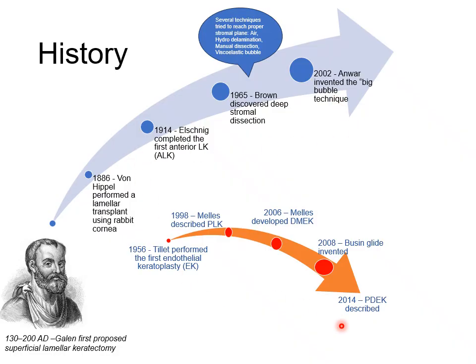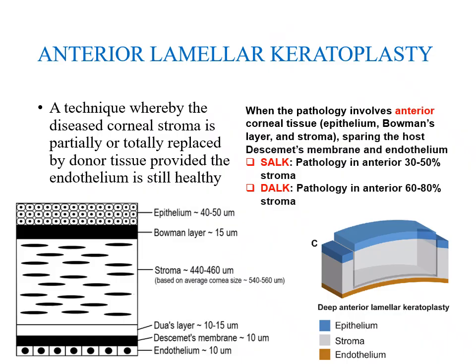Talking about posterior keratoplasty, these developments were a little more recent. In 1956, Tillett performed the first endothelial keratoplasty. Then in 1998, Melles described the concept of posterior lamellar keratoplasty. In 2006, Melles developed DMEK. In 2008, the Busin glide was invented. And in 2014, PDEK was described. This is the most recent thing in endothelial or posterior lamellar keratoplasties.